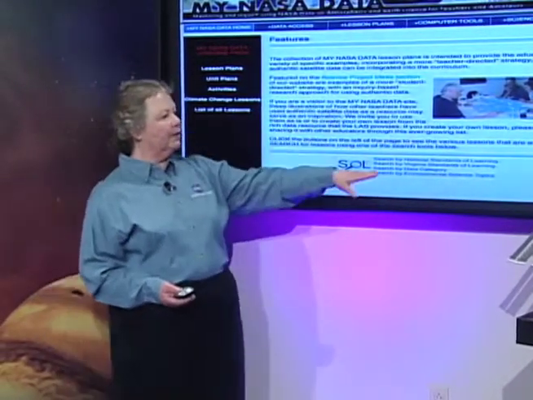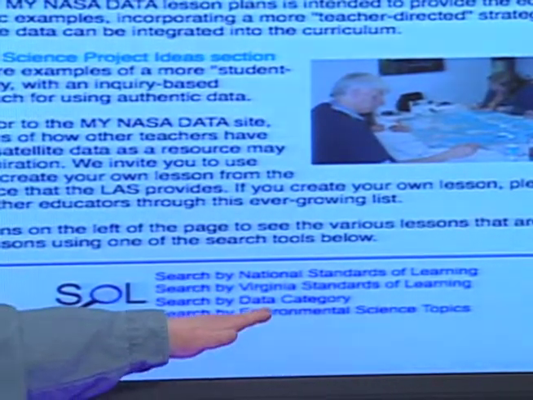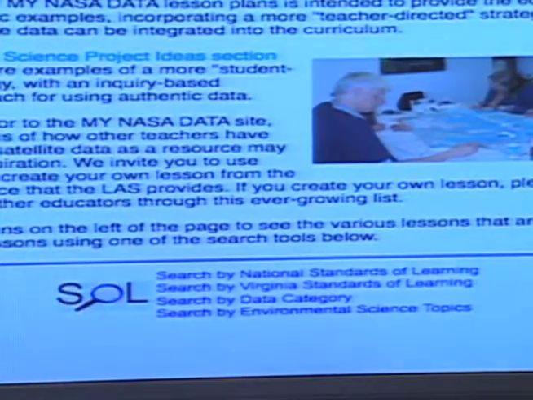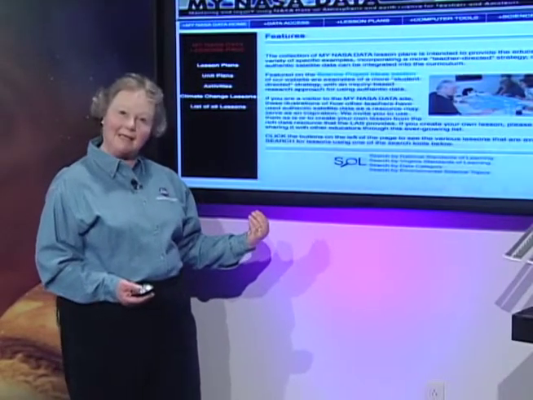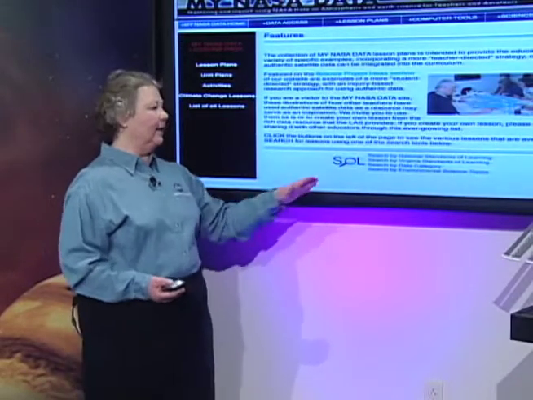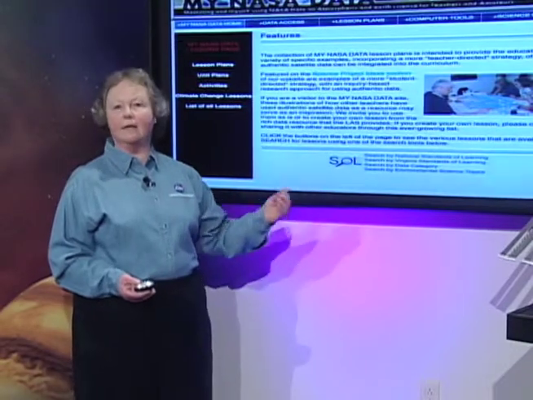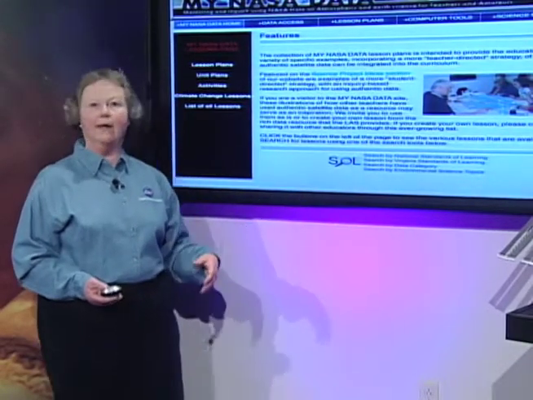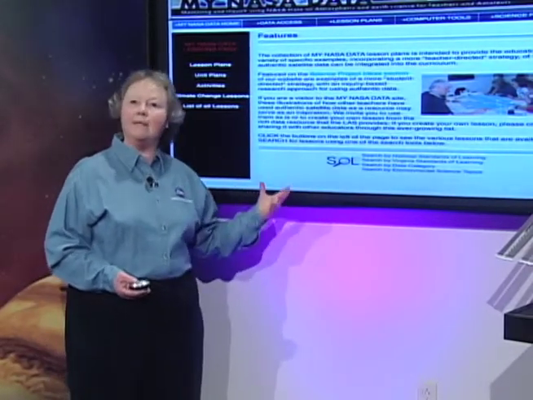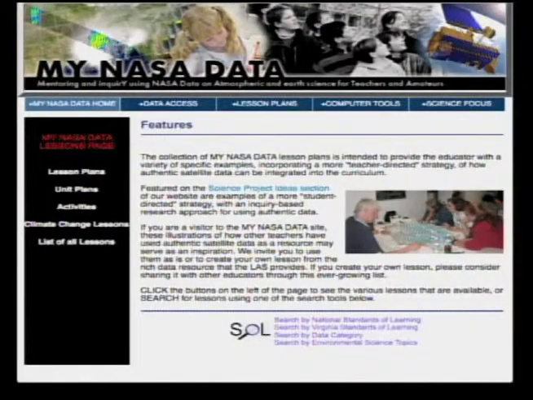So you can also search by national standard. The Virginia standards are listed because that's by request of the teachers in Virginia, since NASA Langley, where we're from, is in Virginia. And then a recent addition is the AP environmental topics, and that was by teacher request. Teachers are addressing climate topics, but they're also using it in environmental education classes.